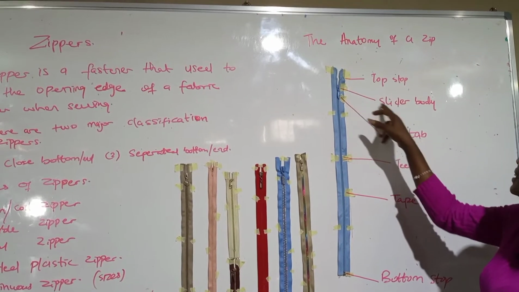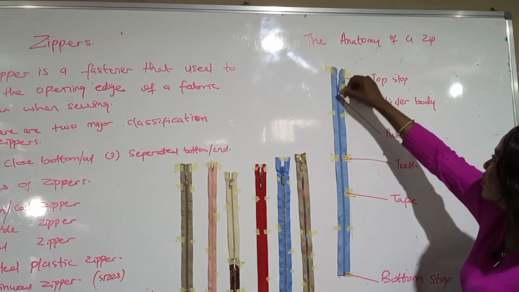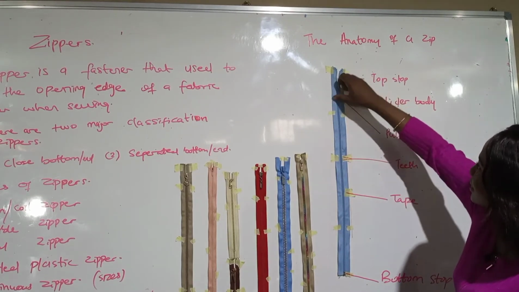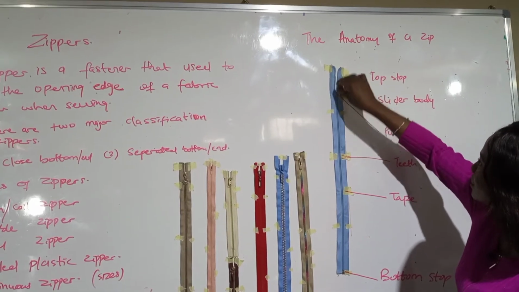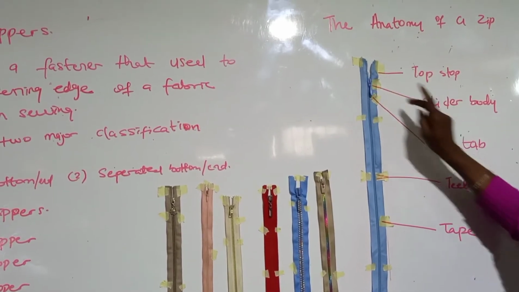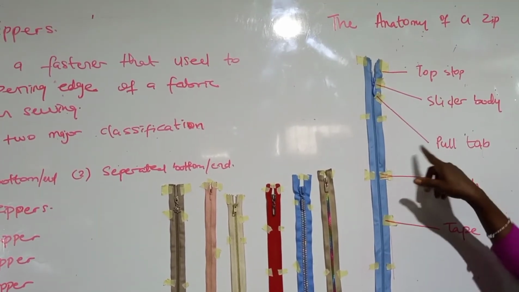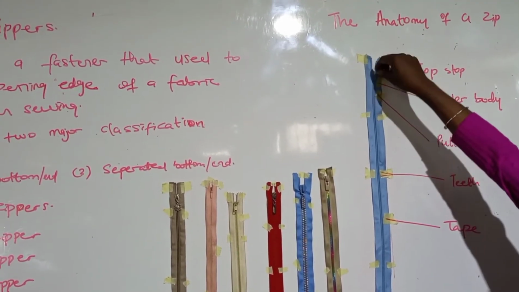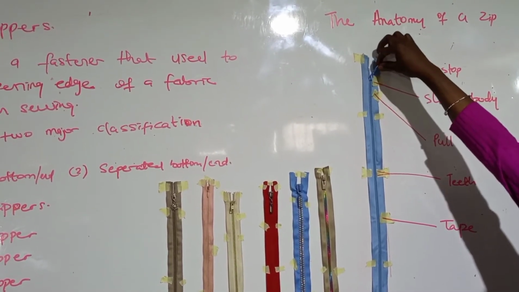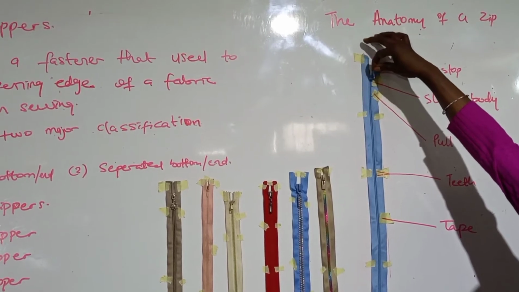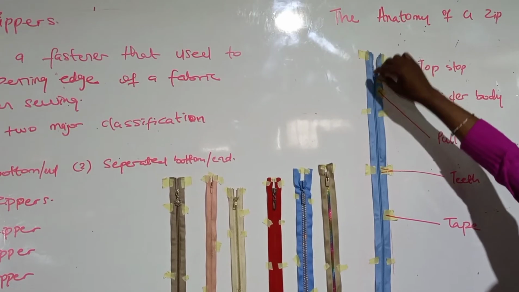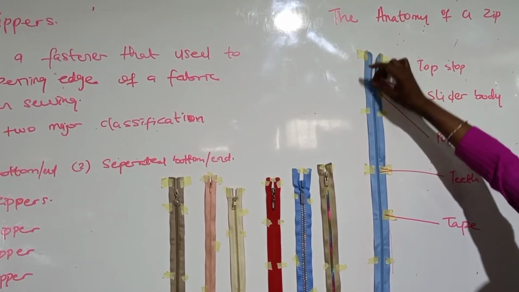Then you also have the slider body. Like the zip edge, that is the slider body. You can see it. That is the slider body of the zip. We mostly refer to it as the zip edge. Then you have the pull tab. That is what helps you to pull the slider body. It is attached with a ring circle that is attached to the slider body. It helps you to move the zip edge up and down.